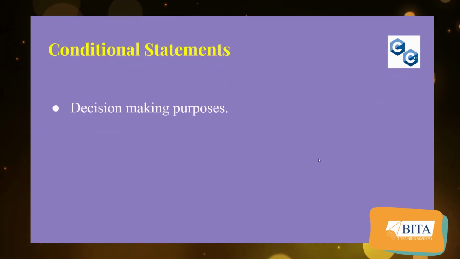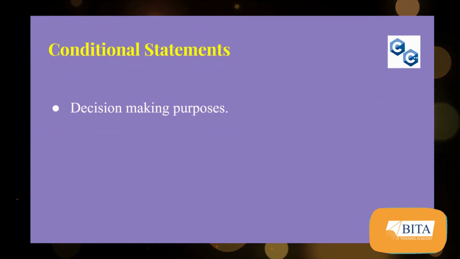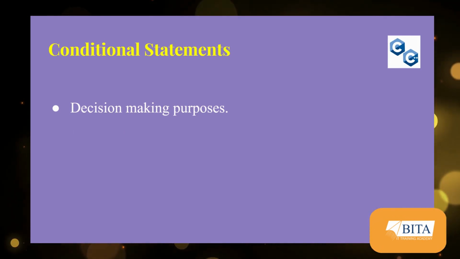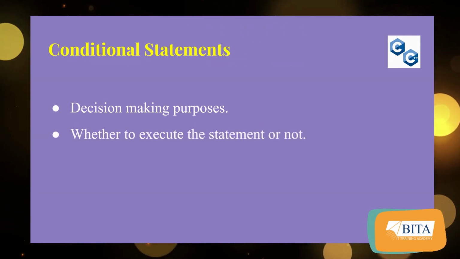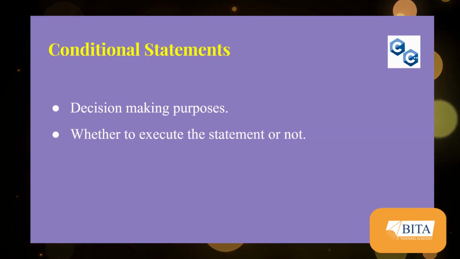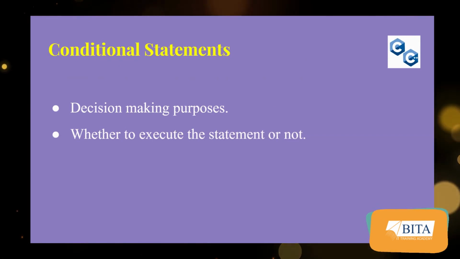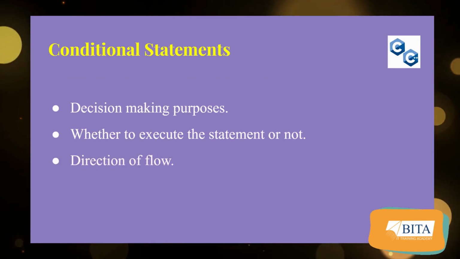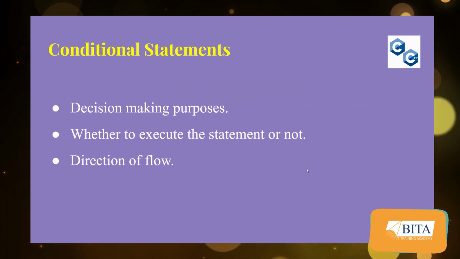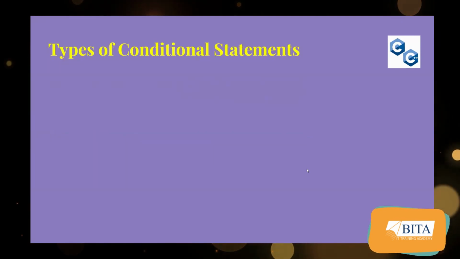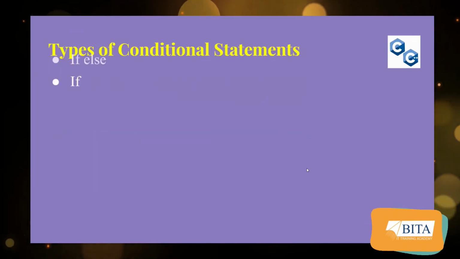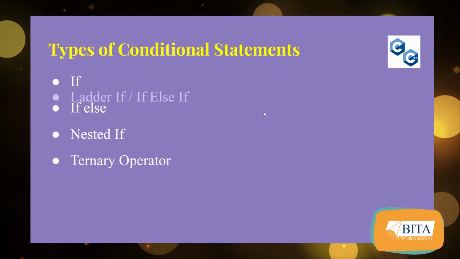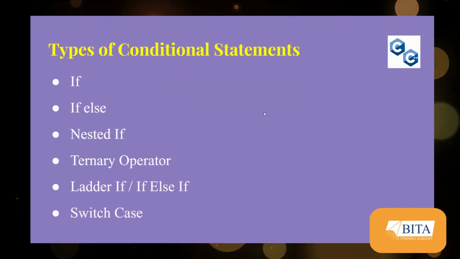The conditional statements, also known as decision control structures, are used for decision making in the C program. They are also called decision making statements. They are used to evaluate a condition and make a decision whether to execute a set of statements or not. These statements decide the direction of flow of program execution. The conditional statements are if else, nested if, ternary operator, ladder if, and switch case.